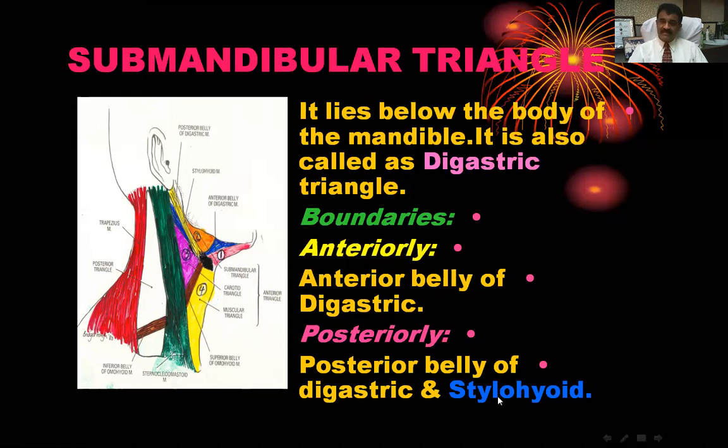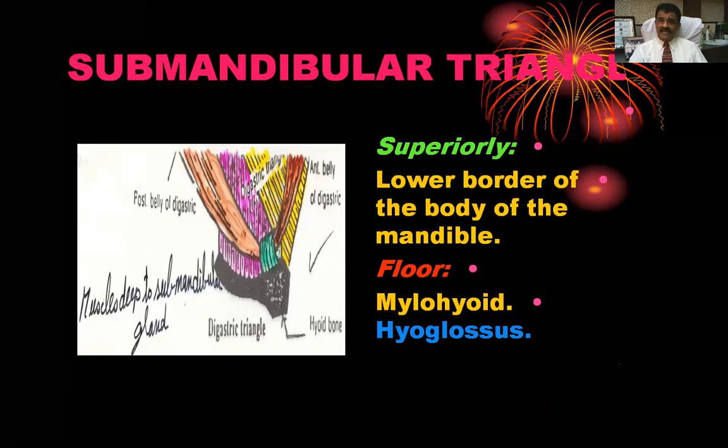This is another muscle, one of the suprahyoid muscles, and it comes from the styloid process of the temporal bone and gets inserted on the hyoid bone. So it is called stylohyoid. Okay. And superiorly, the submandibular triangle is bounded by the lower border of the body of the mandible, which makes it also the base of the triangle. And the floor, like the submental triangle, has mylohyoid extended there, plus another muscle found on the floor, and that is hyoglossus.